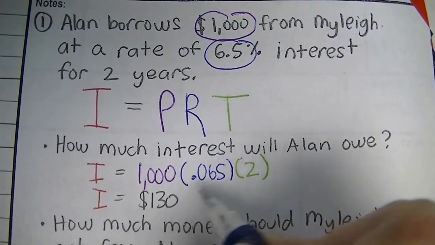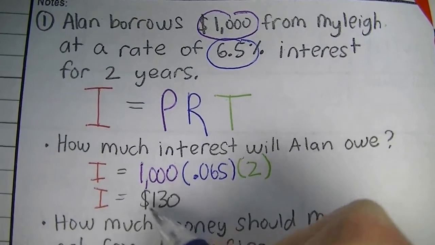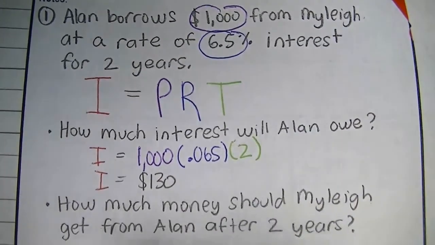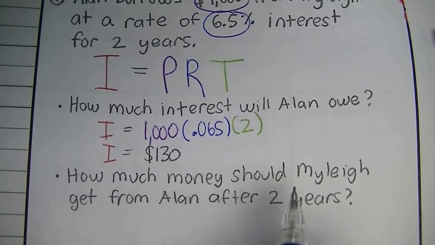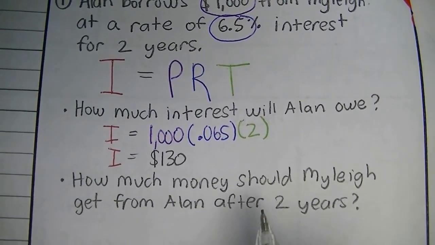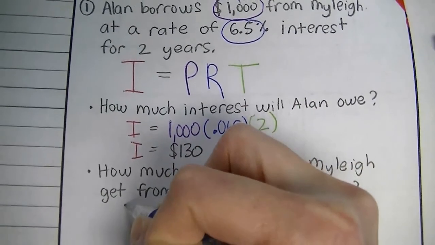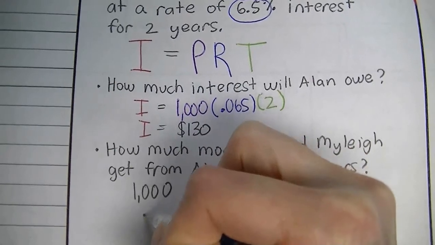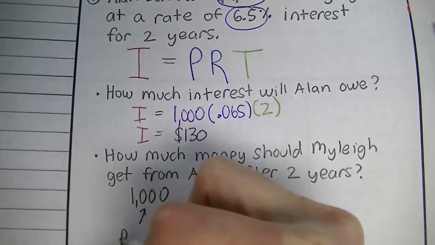That's how much interest Alan will owe. Is that all he has to owe? No, he also owes her that money that he originally borrowed, which answers our next question. How much money should Miley get from Alan after 2 years? Well, of course, she's going to get that $1,000 that she originally gave him. I'm not going to label until the end. So she's going to get that principal amount that she loaned out to Alan.